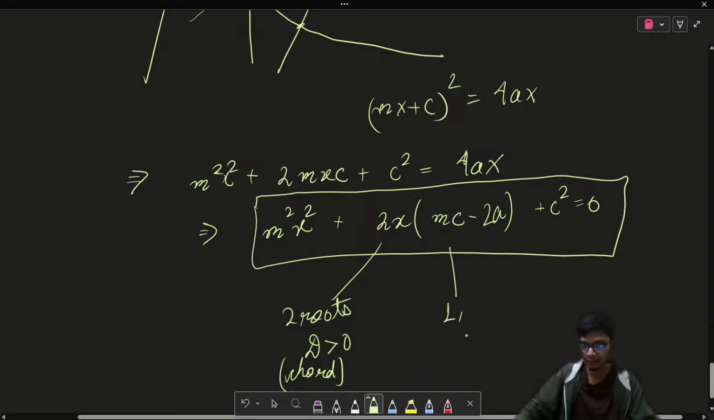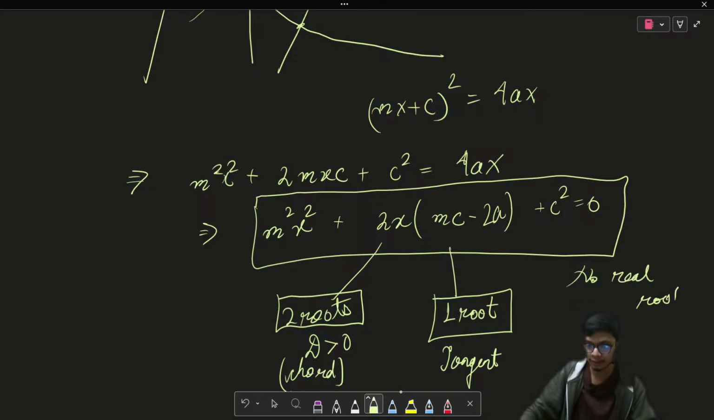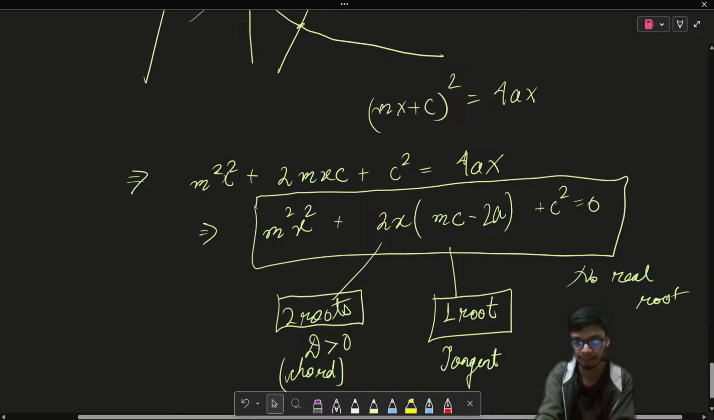Okay, and in this case if I have only one root, that is, the line is touching the parabola only at one point, then this is the case for the tangent, right? And if it is having no real root, so no real root actually implies that the line is not intersecting. Okay, so this is not of our interest, right?